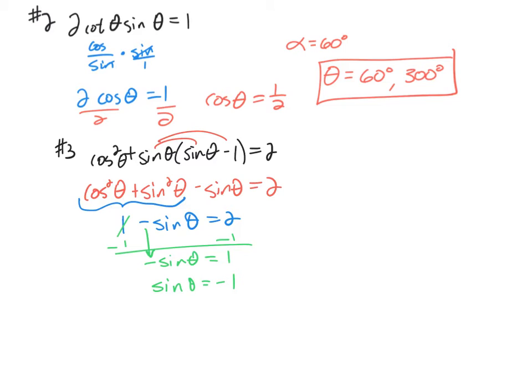So we'd have sine theta equals negative 1. That's a y value of negative 1, which is at 270 degrees. So that's where theta would be 270 degrees. We want to recognize that that's a y value of negative 1, so on the unit circle that'd be at the point 0, negative 1. All right, and then we're going to go to number 4.